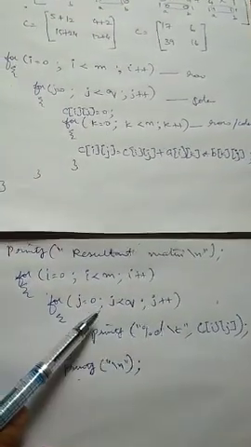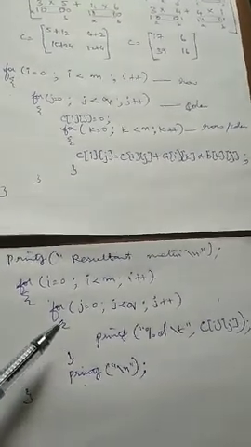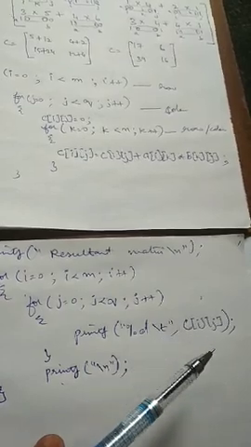Then finally, to print the resultant matrix, we are going to make use of 2 for loops. This just contains rows and columns. So we are going to print the C matrix.